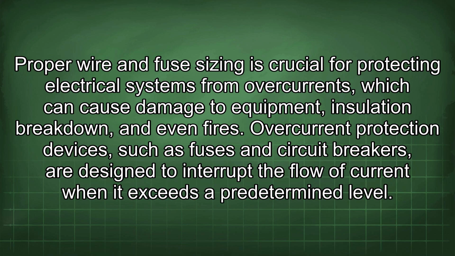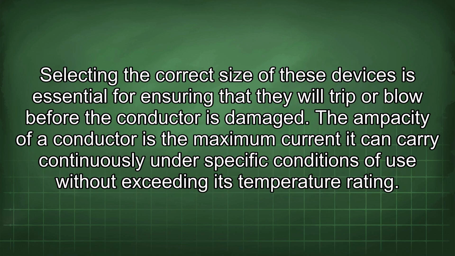Overcurrent protection devices, such as fuses and circuit breakers, are designed to interrupt the flow of current when it exceeds a predetermined level. Selecting the correct size of these devices is essential for ensuring that they will trip or blow before the conductor is damaged.